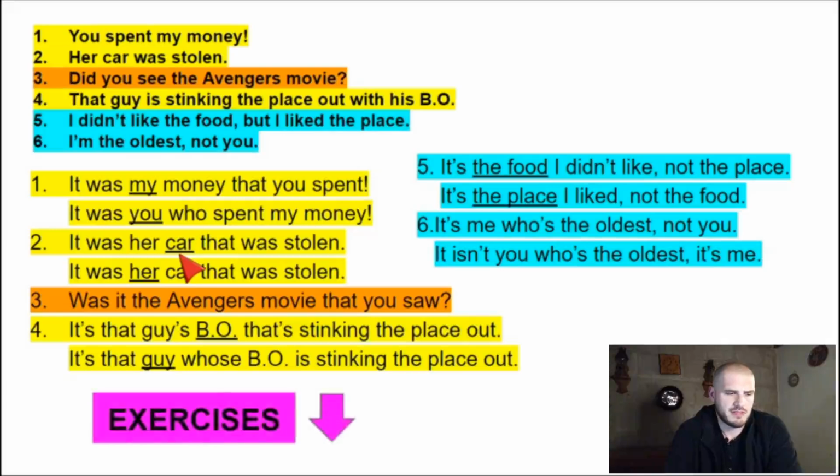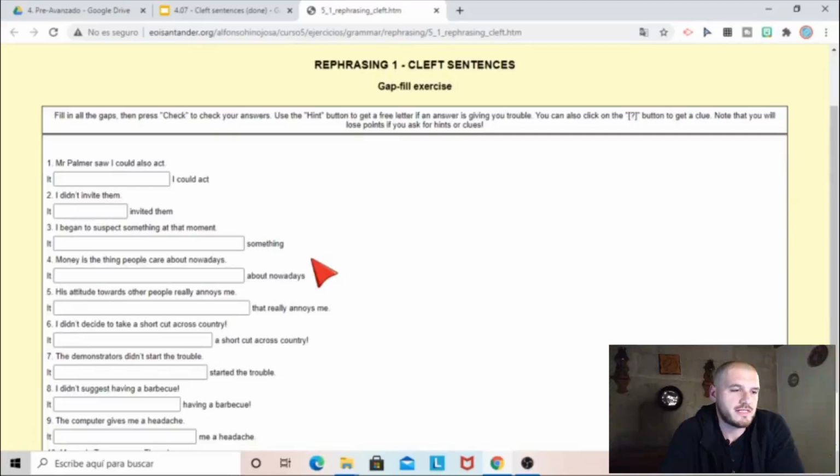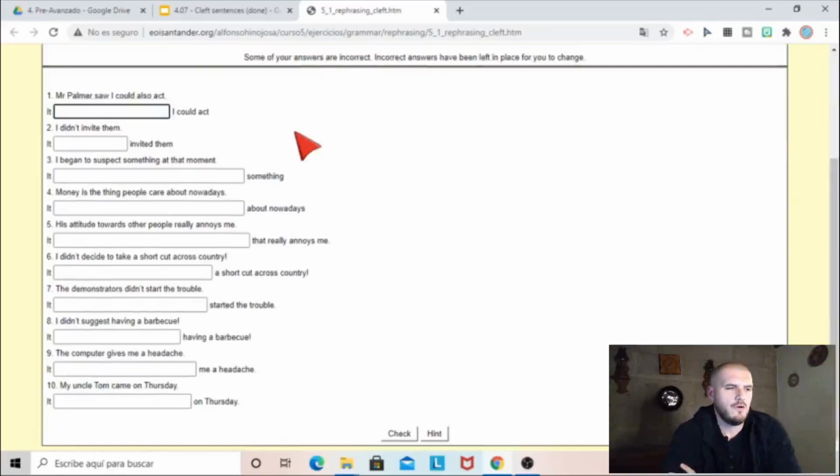Let's try some exercises. Go to point number 1 in the description to open the activity. So this is the activity page. The activity is not the best. Okay, so you have to be very careful with this page because it's very particular, right? Mr. Palmer, actually Mr. should have a period, right? But if you put it here, it's going to tell you it's incorrect.